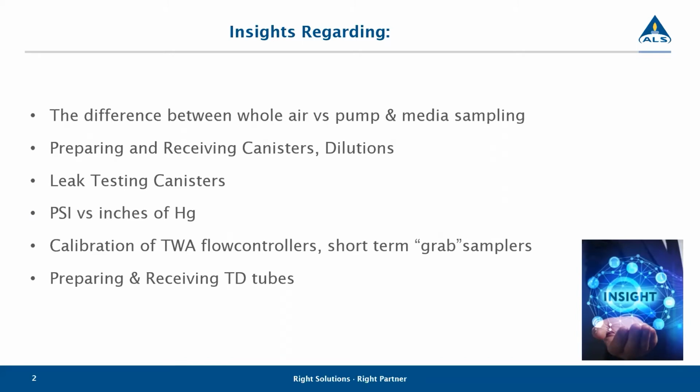The calibration of our flow controllers: the TWA flow controllers are the long-term ones, so they are longer than an hour. So 4, 8, 12, 24. They're the ones that have a diaphragm in them, versus the short-term grab samplers, whose limiter for flow control is a critical orifice. And then preparing and receiving TD tubes.